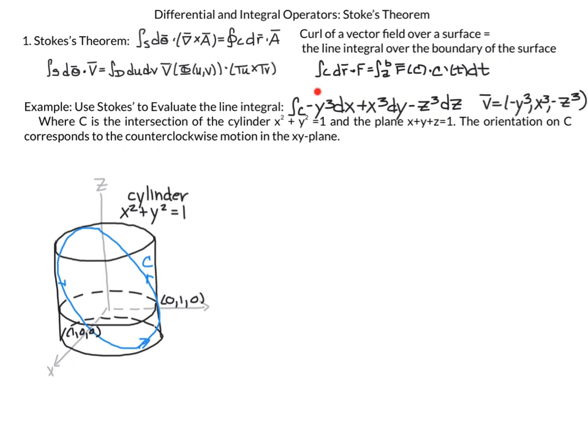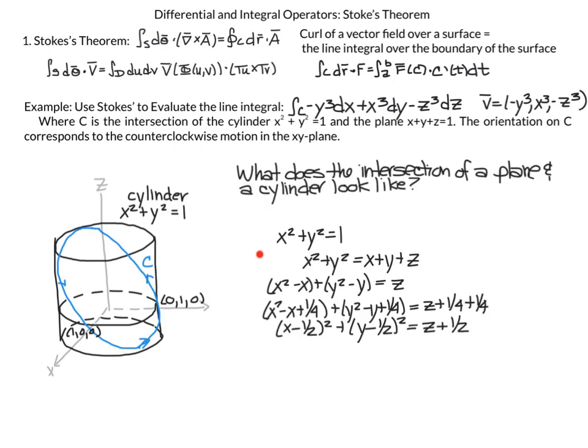The first note is hopefully you saw the vector field here, buried in this: minus y cubed, x cubed, minus z cubed. The next thing is we want to be able to draw our cylinder and then the plane, and we want to know what the intersection of the cylinder and the plane looks like. I have this drawing here for you so you can see it's an ellipse, but my first attempt at drawing the intersection, I thought it was going to be a parabola, but then I did the math and I saw that the parabola wasn't it.